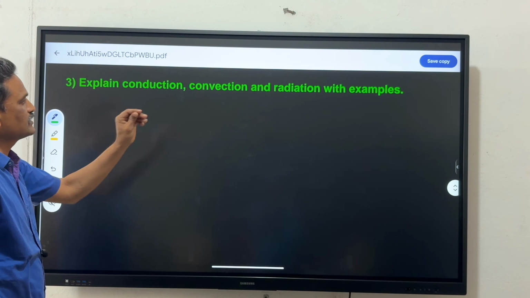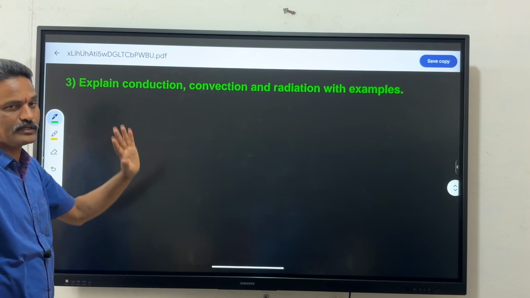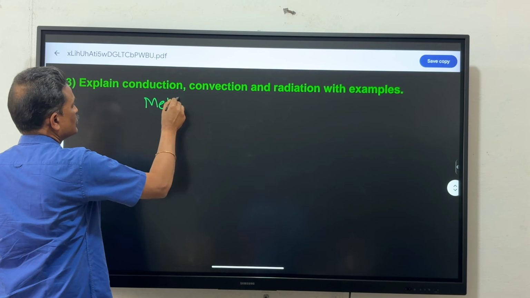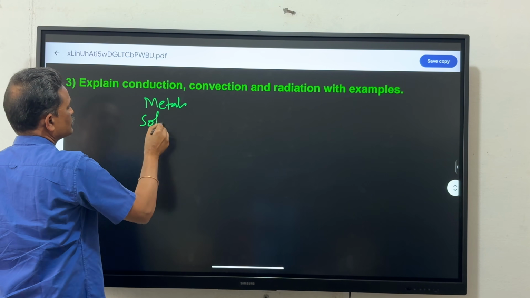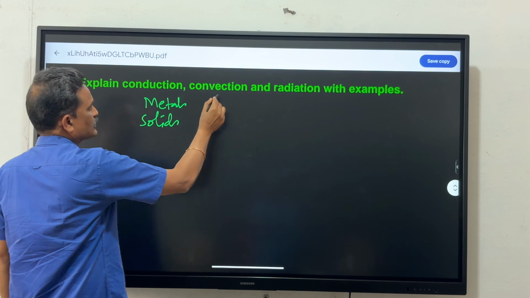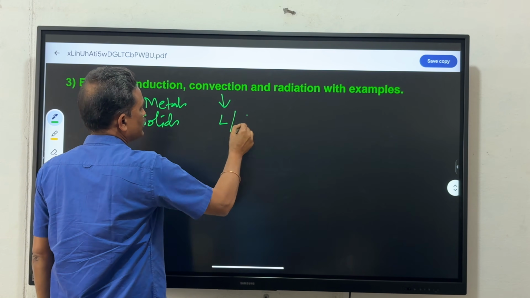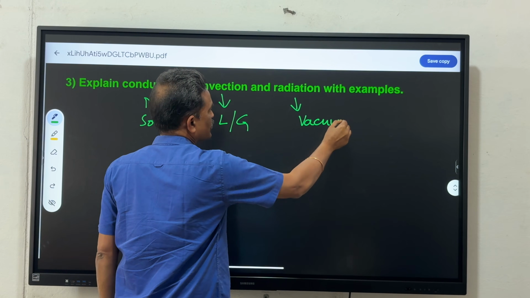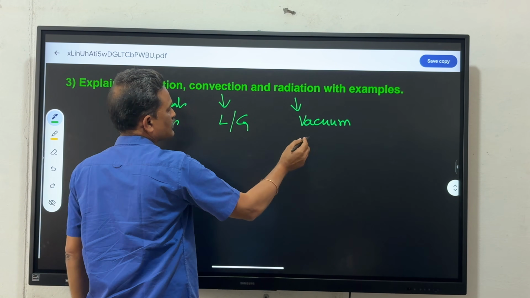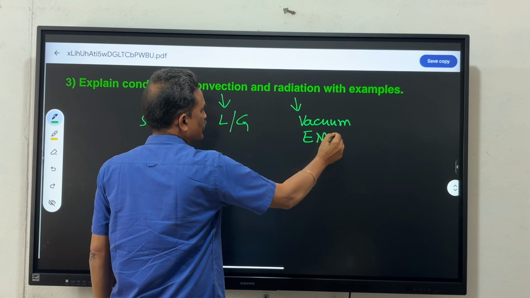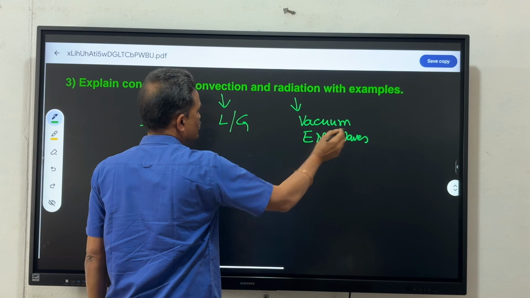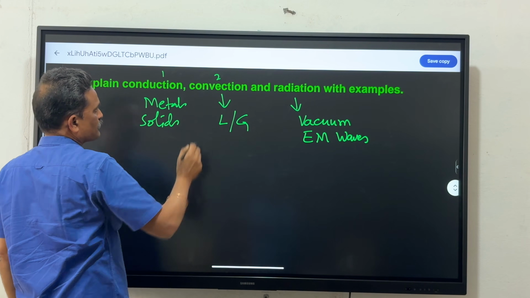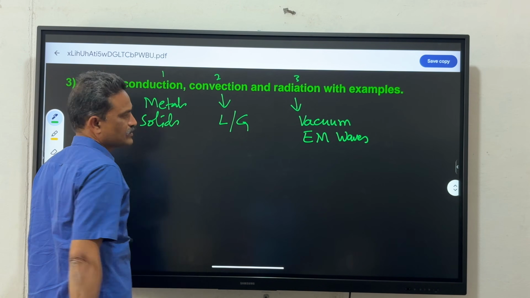Explain conduction, convection and radiation with examples. We already explained this in the 2 marks category. So conduction occurs in metals. Metals are nothing but solids. So mainly in metals. Convection occurs in liquids and in gases. Radiation occurs in vacuum without the help of any medium. Radiation occurs because of electromagnetic waves. So heat travels from one place to another in 3 ways. One is conduction, the second process is convection, and the third one is radiation.